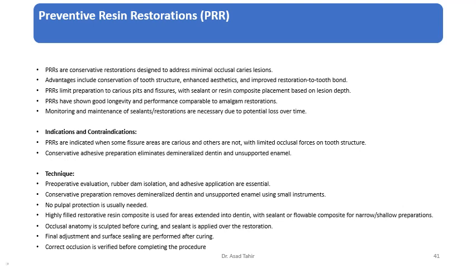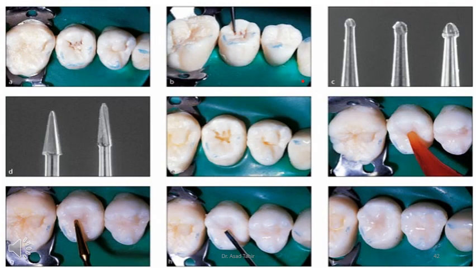Occlusal anatomy is sculpted before curing, and sealant is applied over the restoration. Final adjustments and surface sealing are done after curing, and occlusion is verified. In essence, PRRs offer a conservative approach to treating minimal occlusal caries lesions, preserving tooth structure while providing aesthetic and functional benefits. The technique for placing preventive resin restorations.